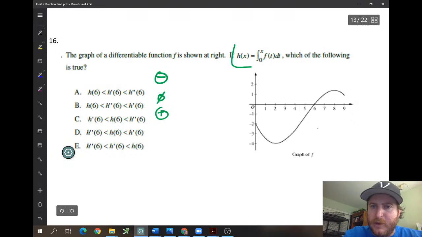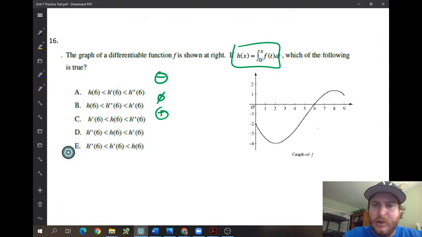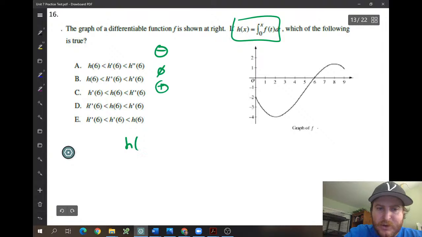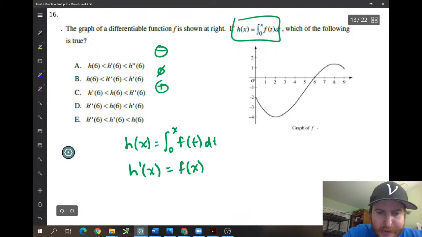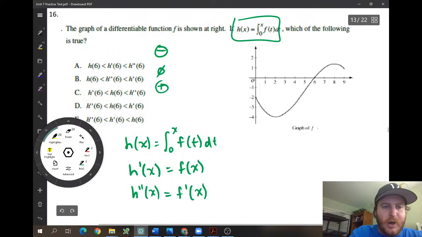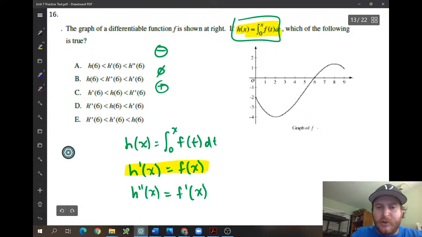So I've shown this a bunch of times already: as soon as we see that h of x is the integral from 0 to x of f of t dt, we want to immediately write h prime of x equals f of x, and h double prime of x equals f prime of x. This is super important. A lot of times on the AP exam, on the free response, literally just writing that will be a point. It'll be 1 point, and you could do nothing else on the whole question and you got a point. So it's really important to write that.